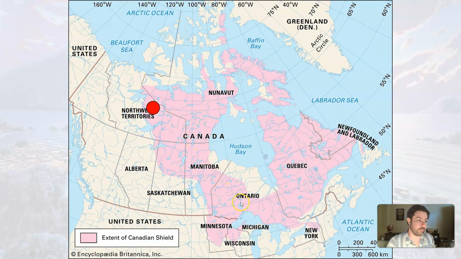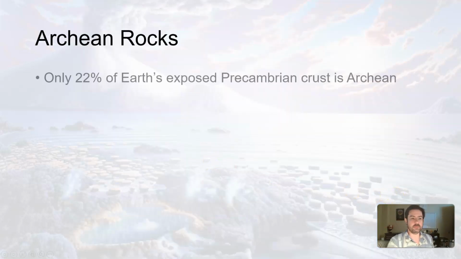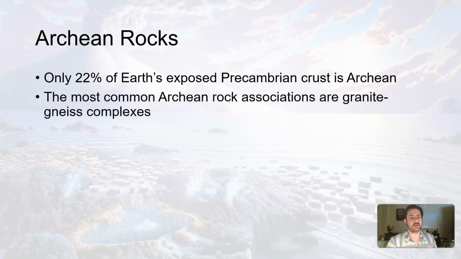Now, not all of the rock here is as old as the Acasta gneiss, which is almost 4 billion years old. It just happens to be the oldest here. But all of this is kind of really old, ancient Precambrian rock. Only 22% of Earth's exposed Precambrian crust is Archean. A lot of the other stuff is from the Proterozoic.